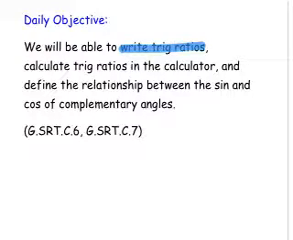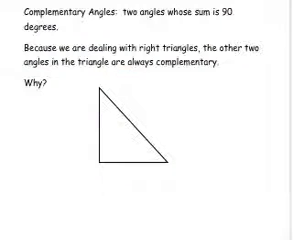Alright, so that was the second part of our objective, to be able to calculate trig ratios on the calculator. Pretty straightforward and easy. So now we're going to move into the last portion of our objective. Just a little review of some terminology from Module 1. Complementary angles. So we have supplementary and complementary. We know supplementary means they add up to be 180, and here we're dealing with complementary. So complementary is always 2 angles whose sum is 90 degrees.